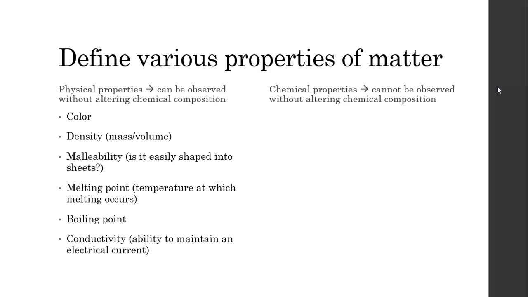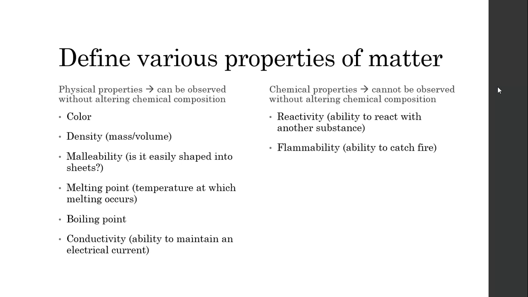On the flip side, we have chemical properties. Reactivity is the first one that comes to mind. That's the ability for something to react with another substance. So, for example, iron in the presence of oxygen forms rust. That's a chemical property.